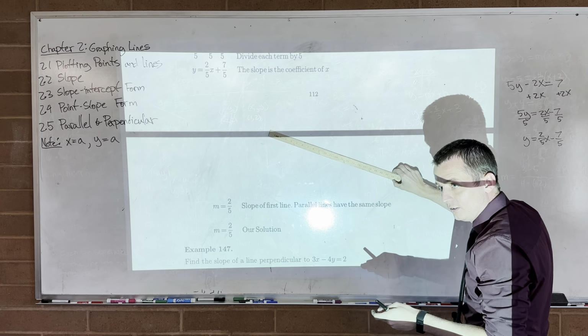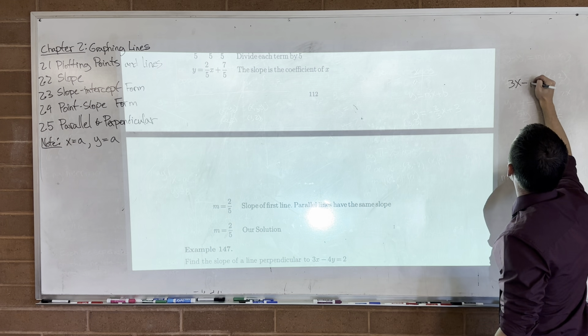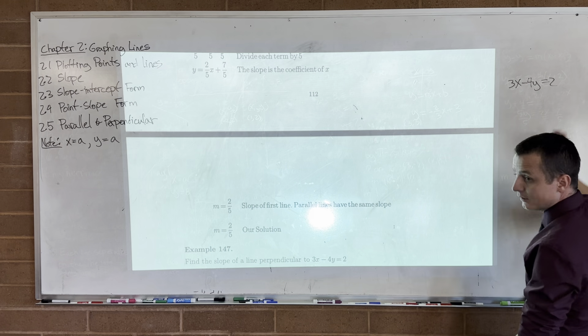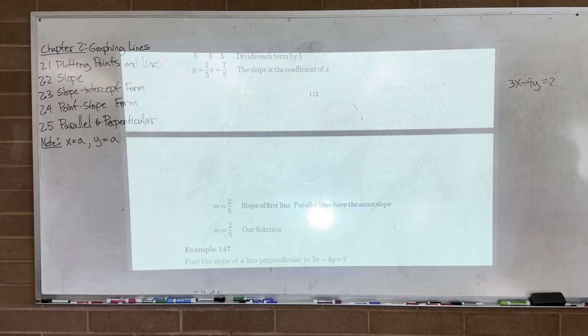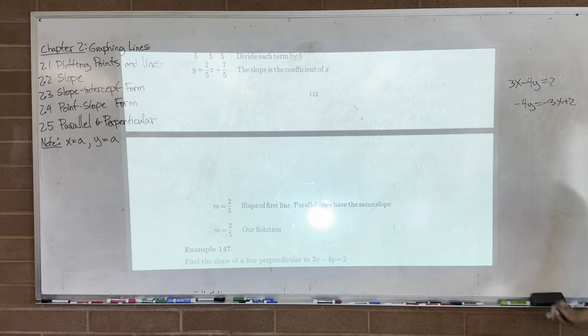All right. So first off, let's look at this line. We have 3x minus 4y equals 2. Don't give up on me, guys. This is the last section. Subtract 3x from both sides? Okay. So subtract 3x from both sides, we get negative 4y is equal to negative 3x plus 2, right? Yeah. Now what?